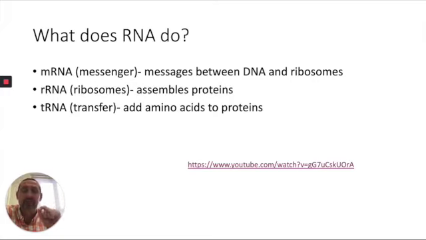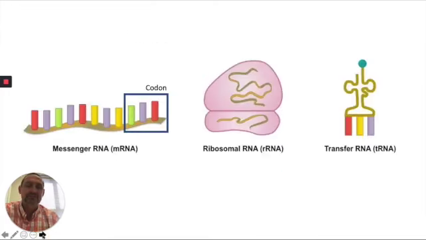Ribosomes are just made of RNA, ribosomal RNA. And what they're responsible for is assembling proteins and getting that amino acid chain linked together. Transfer RNA is responsible for transferring the amino acid that they carry to the growing protein chain. So let's take a look at how some of those things work.